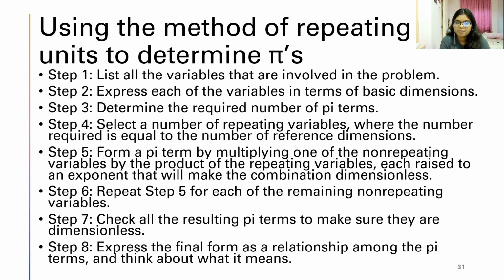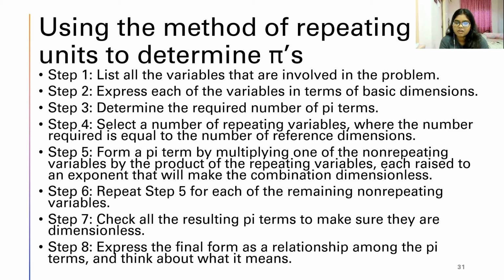Step 5, form a pi term by multiplying one of the non-repeating variables by the product of repeating variables, each raised to an exponent that will make the combination dimensionless. So for these exponents, we can first assume them as a, b, c, and so on. Step 6, repeat step 5 for each of the remaining non-repeating variables. So step 6 is basically step 5, but if you have just one pi term, then you don't have to do step 6. You can just skip it.